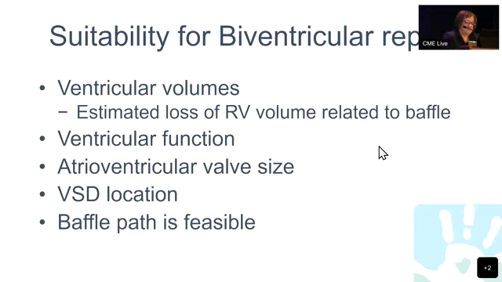So then we ask, are these patients suitable for biventricular repair? There are obviously the issues of ventricular volumes, as we spoke about earlier, including that if we baffle the left ventricle to one of the arteries that comes off, or to the aorta generally, that comes off of the right ventricle, we're going to lose some of the RV volume. Ventricular function, AV valve size, VSD location, and the question about whether the baffle path is feasible are the key determinants.